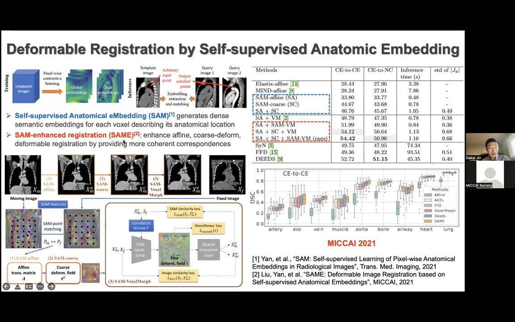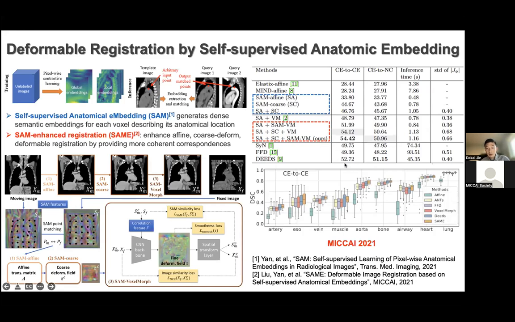So here the SAM-enhanced registration, they call it SAME, can enhance the affine, coarse deform, and deform registration by providing more coherent correspondence. Some of the results are shown in the table. The green part demonstrates that even the SAM affine can outperform the elastic affine or the mind affine transformations. And with SAM-enhanced features and loss, it can have a clear improvement over the baseline VoxelMorph deep registration methods.